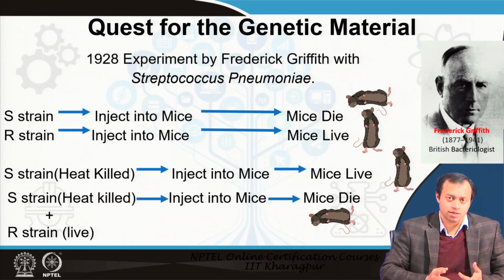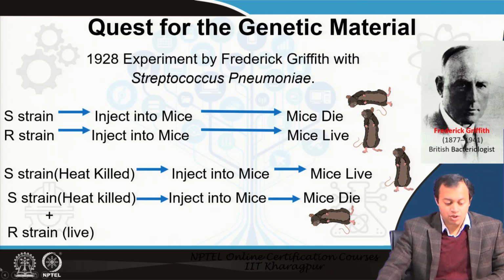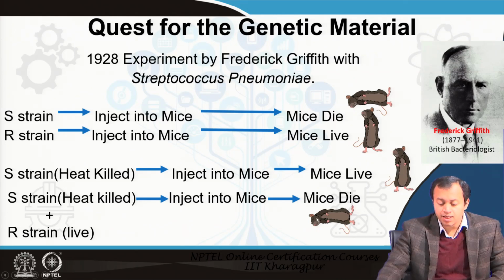But he went one step further. What did he do? He combined this dead bacteria, S strain heat killed bacteria, with live R strain bacteria. Now, remember, individually S strain bacteria, when heat killed, does not kill the mouse. At the same time, R strain, rough strain bacteria also does not kill the mouse. So, when this and this combine, conventional wisdom says that the mouse will live, but unfortunately, we are finding that the mouse is dying.